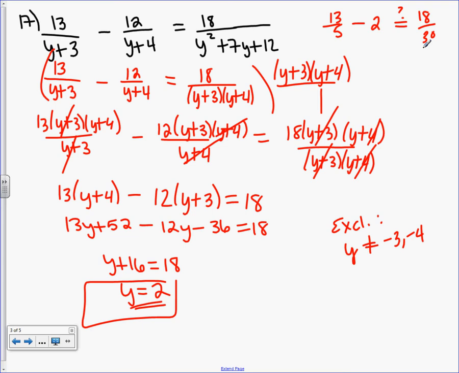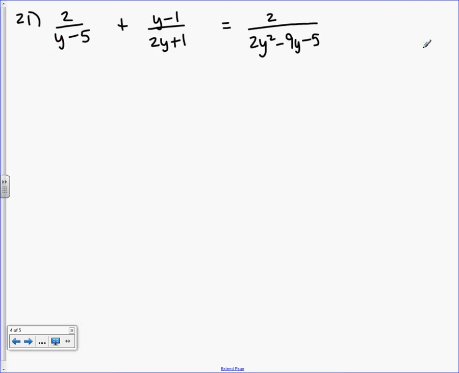Did you get it right? Okay. All right, so you already factored that yesterday. So we have 2 over y minus 5 plus y minus 1 over 2y plus 1 equals 2 over, we had 2y plus 1 and y minus 5. Is everybody okay here?